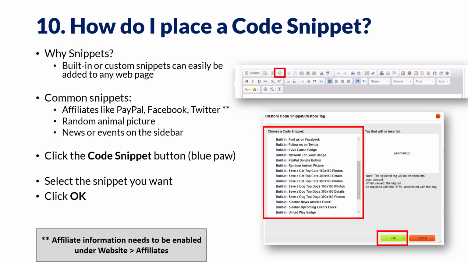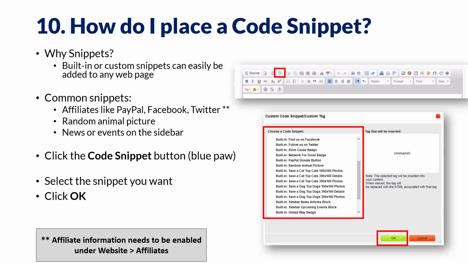Question number 10 is, how do I place a code snippet? Code snippets make adding HTML easy. Common built-in code snippets that users add are affiliates like PayPal, Facebook, and Twitter, adding a random animal picture to a web page, or news and events on the sidebar of a website. For advanced users, you can also create custom code snippets for things like Amazon Smile or a custom PayPal button. We have more information about custom code snippets in our user guide.